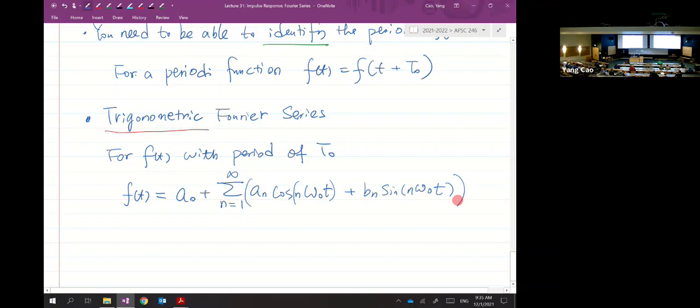And this is the Fourier series for a periodic function with a period of T naught. And omega naught is basically equal to 2 pi over T naught. That's omega naught, and we call omega naught the fundamental frequency.